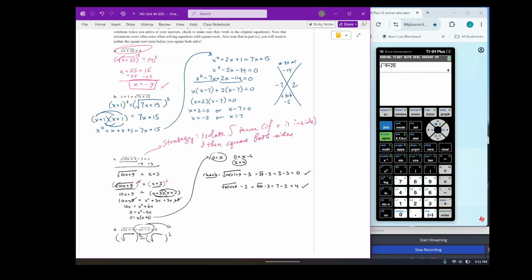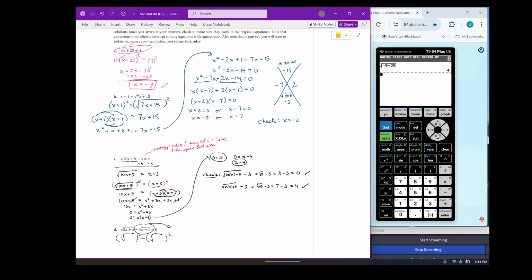So let's check x equals -2. So let me move this out of the way here. Oh, shucks. Hold on. Okay, so check.